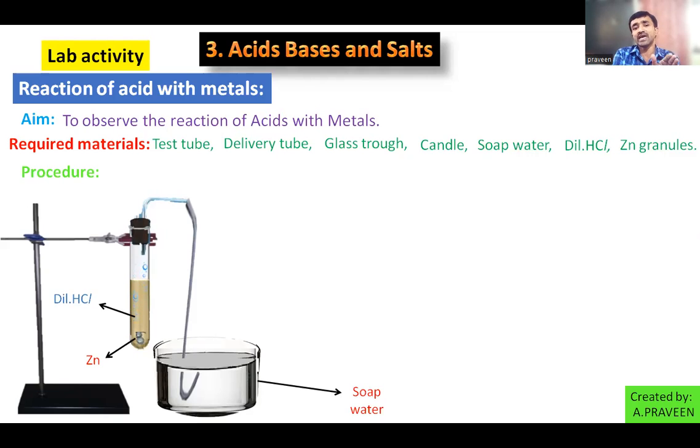Slowly that gas passes through the delivery tube and reaches the soap solution. When the gas reaches the soap solution, bubbles are produced in it. Now I need to check the nature or type of the gas. What may be the liberated gas? How do you identify the particular type? It may be carbon dioxide, water, oxygen, or maybe hydrogen.